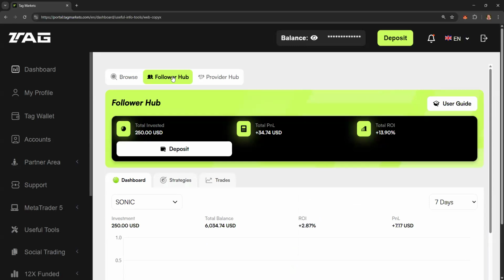You can see there was an initial amount deposited that was 250 USD, so $250. And the current profit and loss is, you can see, quite significant. I'm going to change from the 7 days to, let's say, 1 month, so you see the full period. So what we see here on a 250, a profit and loss is 34 USD, around about 13.9%.